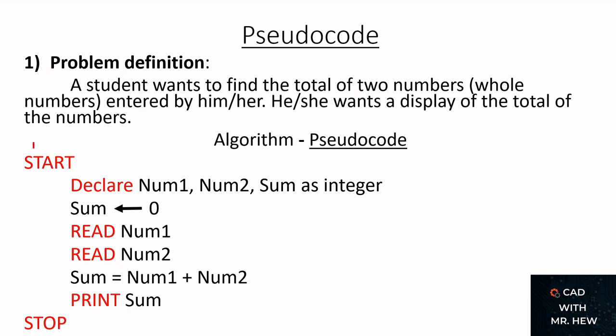So here we have the pseudocode, and we have start, then we have declare num1, num2, sum as integer. Then we're going to initialize the variable sum to 0. Then we're going to read num1, read num2, and then we're going to assign the variable sum equal to the addition of num1 and num2. And then we'll print sum, and then we'll stop.